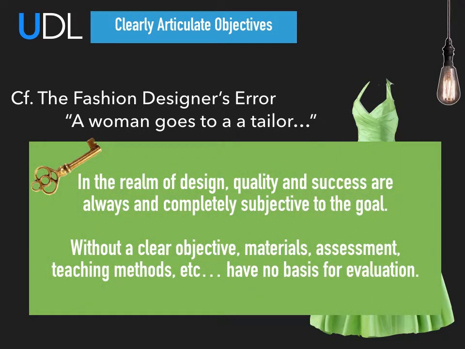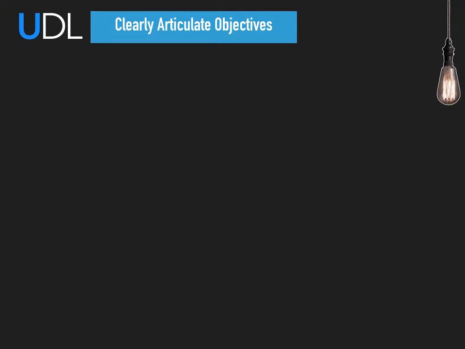Thus, in the realm of design, quality and success are always and completely subjective to the goal. Without a clear objective, materials, assessments, teaching methods, etc., all have no basis for evaluation. So one of the things that we're going to address in future modules is how to clearly articulate objectives. Well-formulated objectives that are disentangled from specific methods of assessment is the basis upon which we will build our instruction.